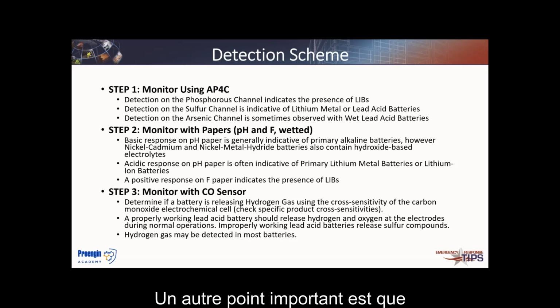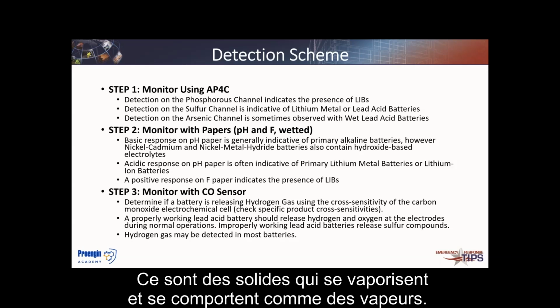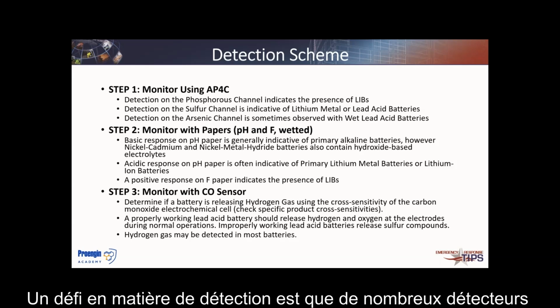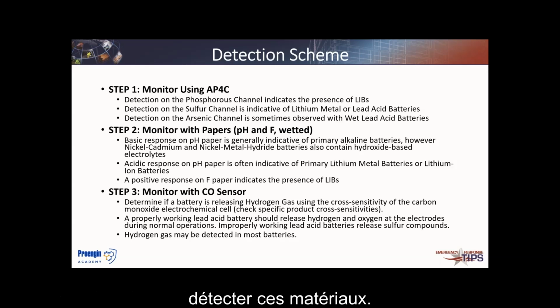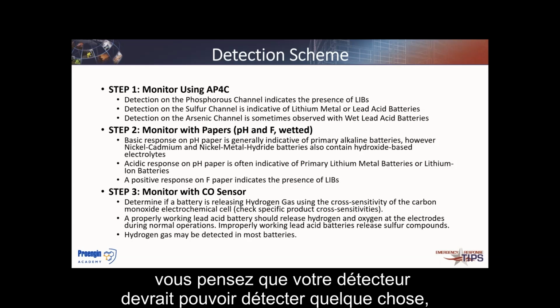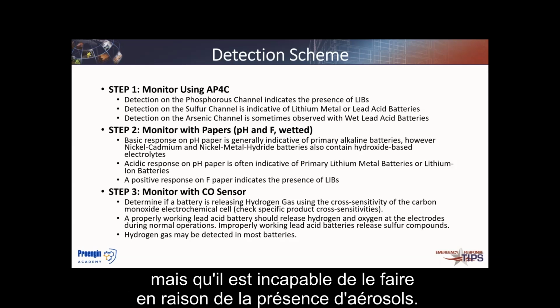And then the other important point, which isn't talked about a lot, is that some of these materials, if they are present, most likely could be presenting themselves as an aerosol threat. So it's solids that are aerosolized and behaving like a vapor. One of the challenges from a detection standpoint is that a lot of detectors have filters on the front of them, and they preclude those detectors from seeing the materials that are present. So that can sometimes be even more challenging. When you think your detector can detect something, it should be able to detect it, but if it's in an aerosol, it's not able to detect it.